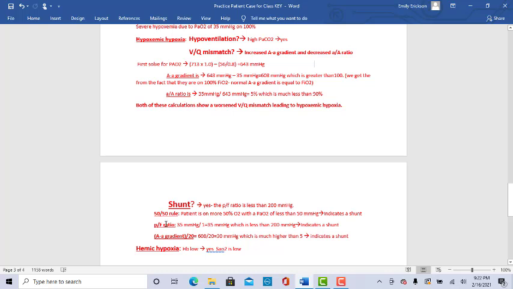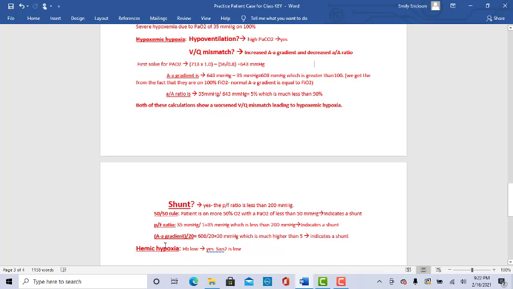The PF ratio is just taking the pressure of arterial oxygen and dividing it by the FiO2 in decimal form. So you take 35 divided by 1, which is 35. If that number is less than 200, that indicates a shunt. And 35 is less than 200, so that also indicates that this patient has a shunt.